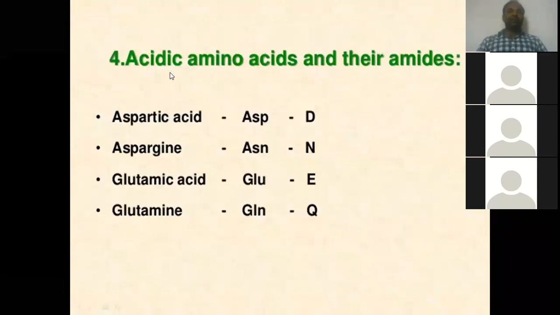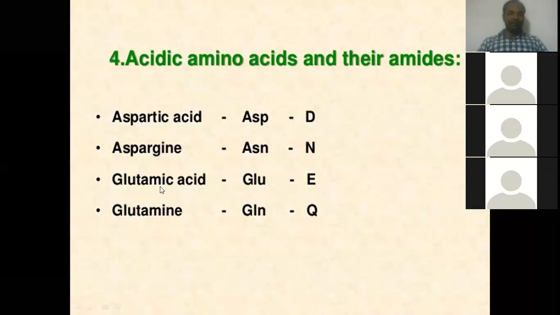The fourth category, that is acidic amino acids and their amides. यहाँ पे fourth category दी है acidic amino acid and their amides. The examples of acidic amino acids and their amides are aspartic acid, which is indicated by capital D. ऐसा देखो यहाँ पे कैपिटल A है तो A से इंडिकेट नहीं किया है, इसे D से इंडिकेट किया गया है, aspartic acid. Second example, that is asparagine, it is indicated by capital N.